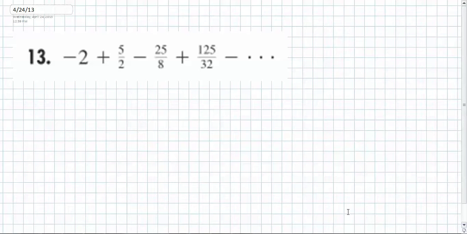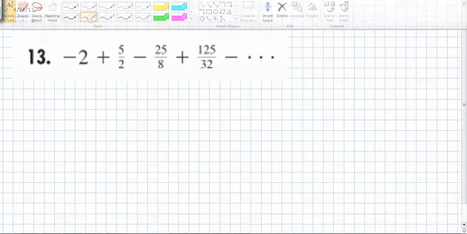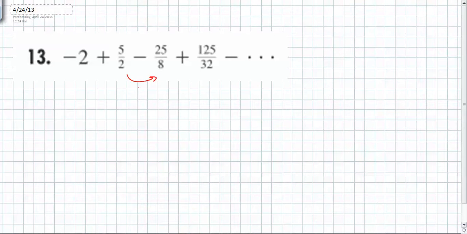When you see this one, what do you hope it is? Geometric series. Okay, so let's just look at the ratio between a couple of them here. If you go from there to there, what do you multiply by? 5 over 4. Or negative 5 over 4. What about from here to here? Negative 5 over 4, right?